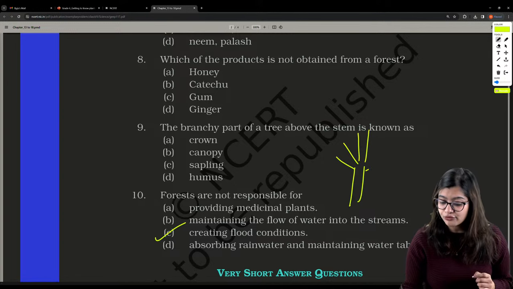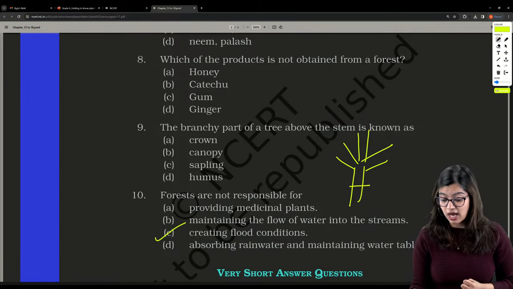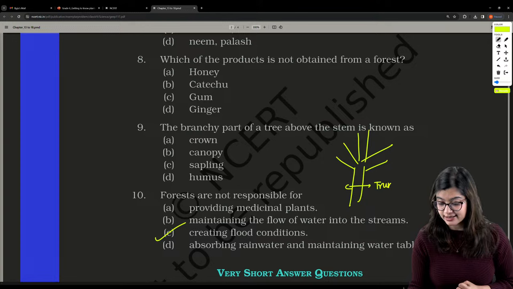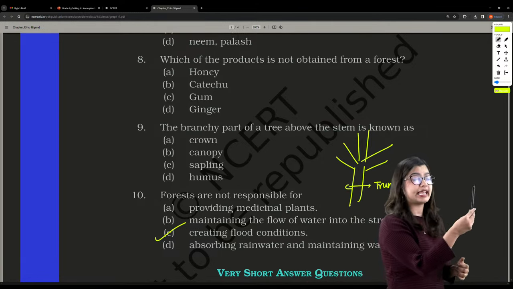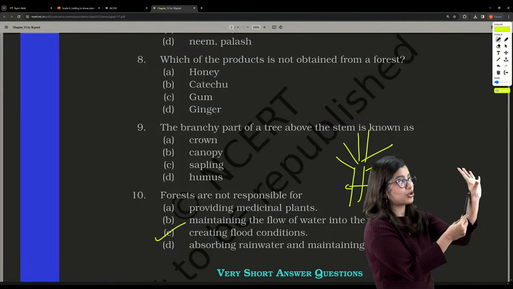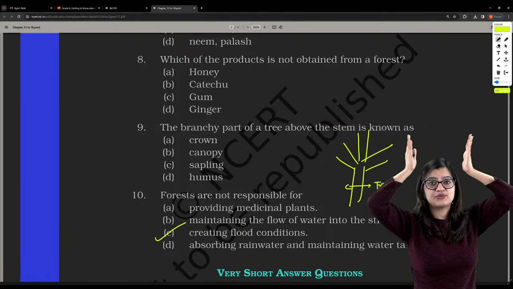See, in the case of trees, we see that they have very tall stems and their stems are very thick, and we call it a trunk. So what happens if this right here is the tree? We see that it is very tall and on top we see there is branching. So it sits like the crown that is found.